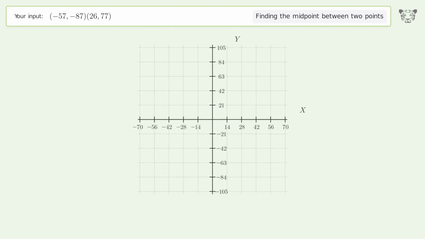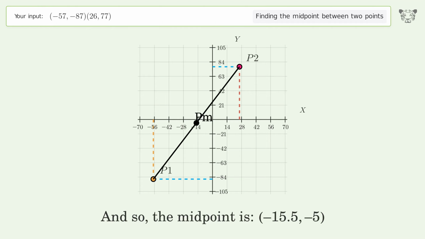And so, the midpoint is negative 15.5, negative 5.